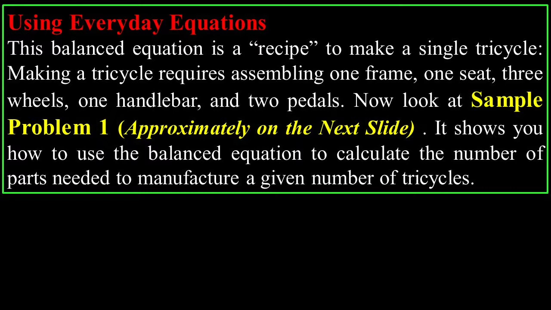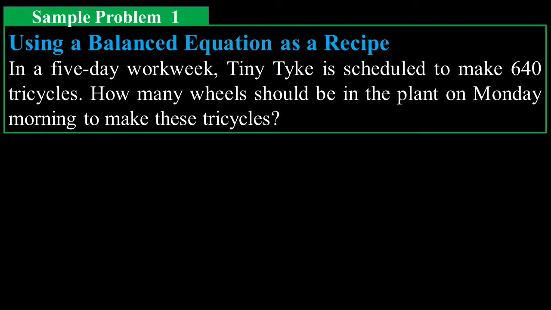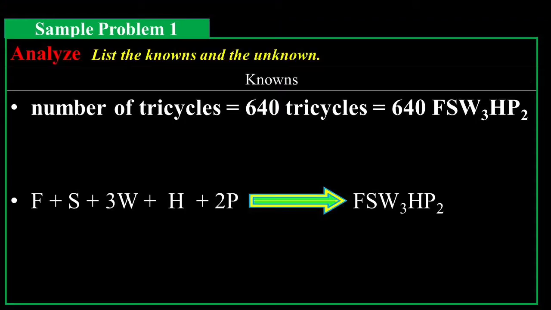It shows you how to use the balanced equation to calculate the number of parts needed to manufacture a given number of tricycles. In a 5-day work week, Tiny Tike is scheduled to make 640 tricycles. How many wheels should be in the plant on Monday morning to make these tricycles? Now what we're going to do is sample problem one, in a 5-day work week, 640 tricycles. And the first thing we've got to answer is, how many wheels does that mean? So if you have 640 tricycles and you have 3 wheels per tricycle, let's look at it.